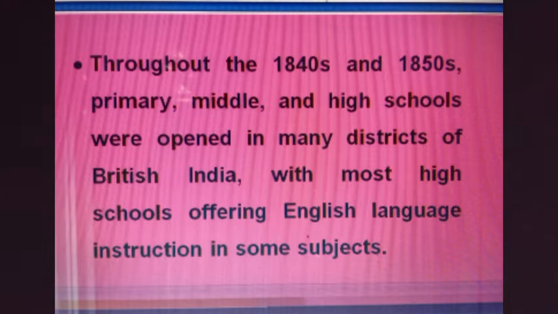Throughout the 1840s and 1850s, primary, middle and high schools were opened in many districts of British India, with most high schools offering English language instruction in some subjects. So after the Minute on Education, 1835, in the 1840s and 50s, many schools started giving instruction in English.